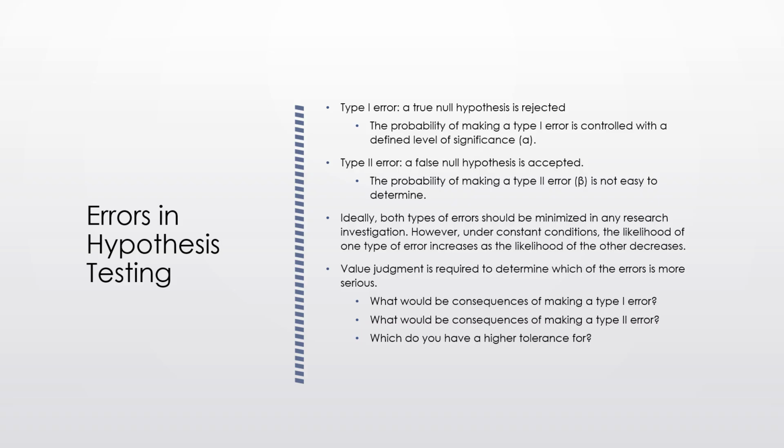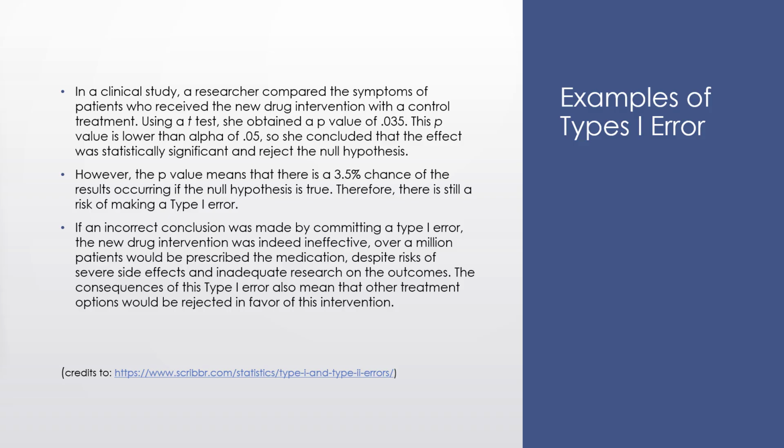However, here's the dilemma. Lowering the likelihood of one type of error usually increases the likelihood of the other. So, as a researcher, you must make a value judgment about balancing these risks. Three key questions to consider are: first, what would be the consequences of making a type 1 error? Second, what would be the consequences of making a type 2 error? And third, which type of error do you have a higher tolerance for? Let's go through an example.